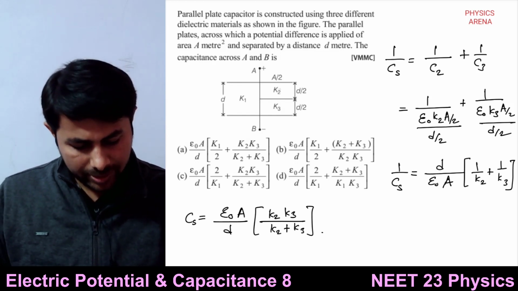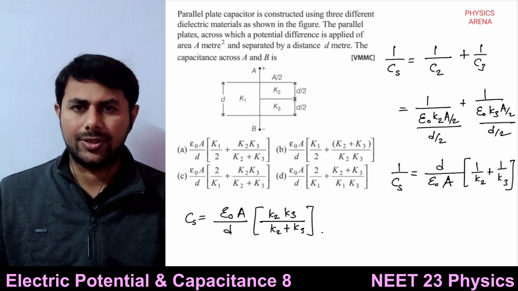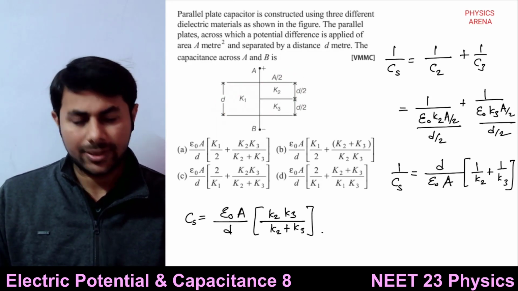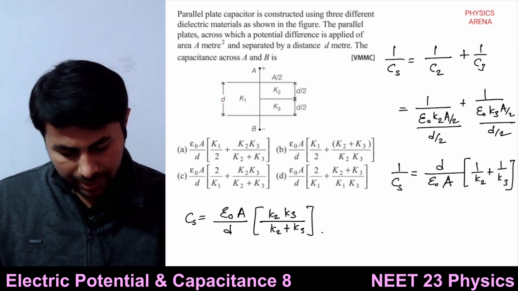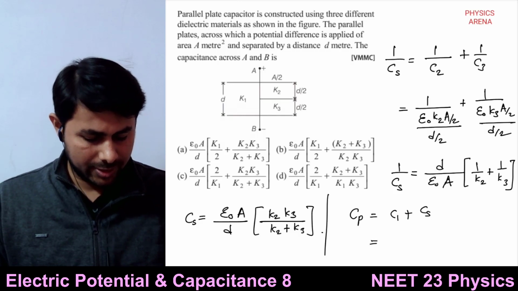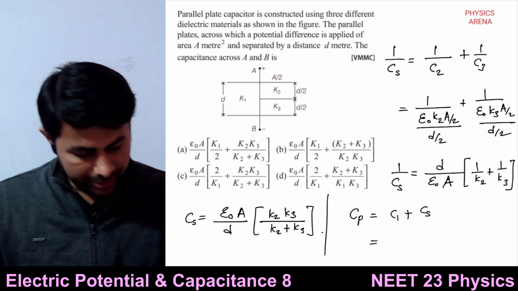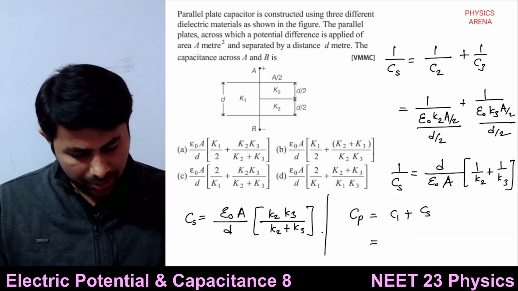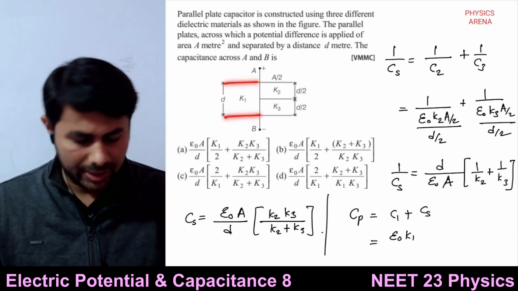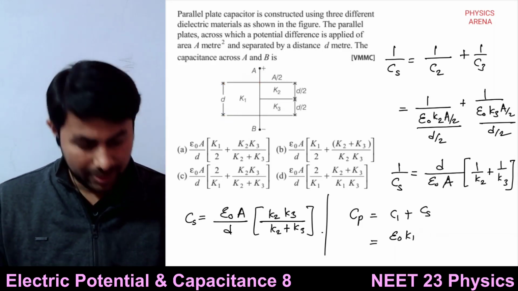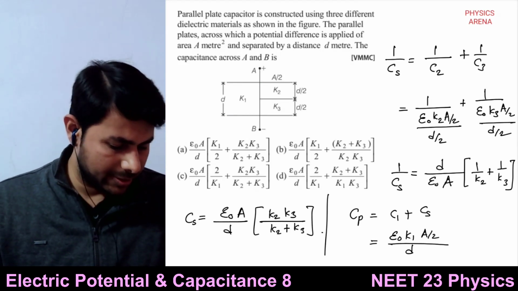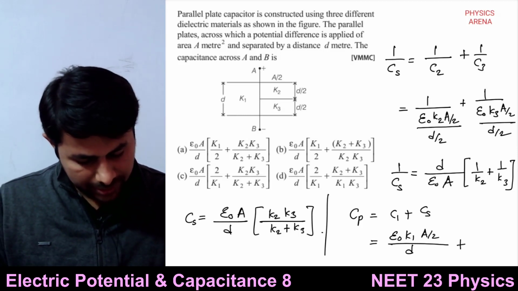So this much is the capacitance of C2 and C3, the series combination. And this part and this part are in parallel combination. So what is the resultant capacitance? Cp is equal to C1 plus Cs, C1 plus the series combination of C2 and C3. C1 is epsilon naught K1 A1 divided by D1. And what is A1? It is also filled in half of the area, so A1 is also A by 2, and D1 is D. So epsilon naught K1 A upon 2D, plus this Cs.